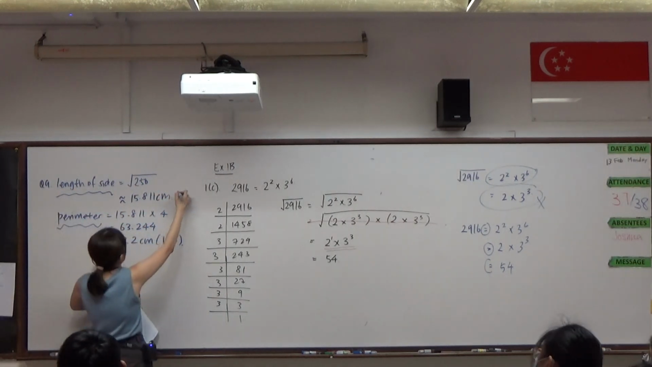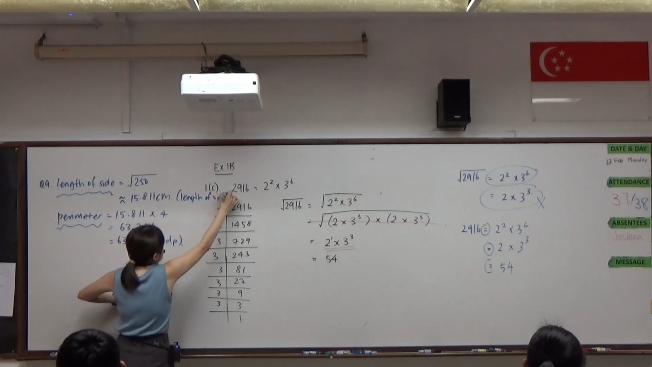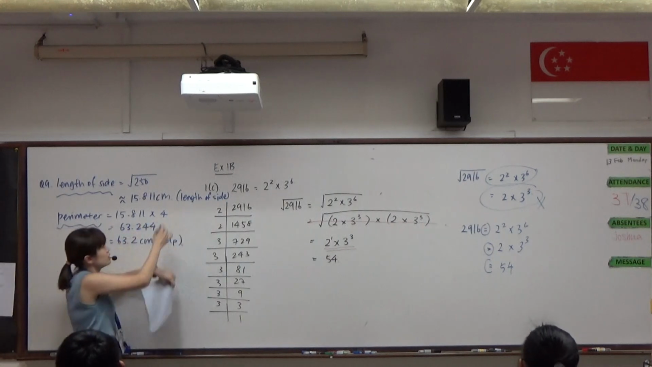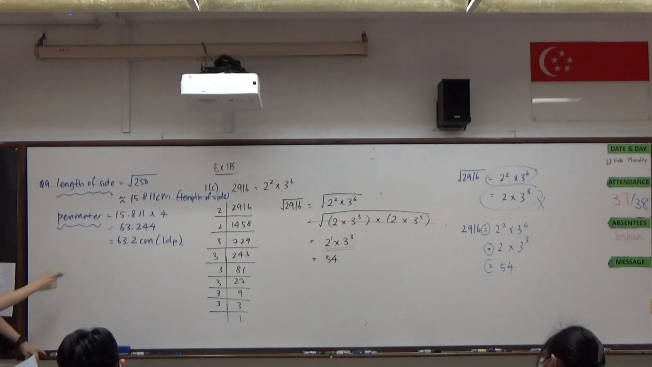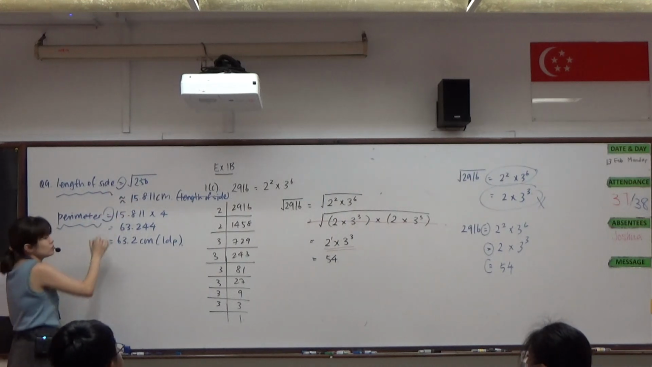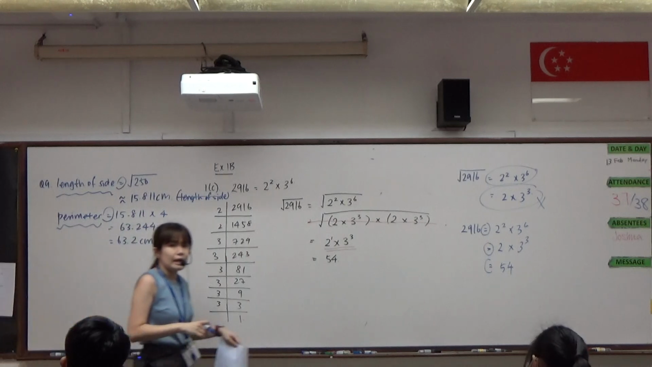Some of you have a habit of writing down the length outside. Okay, please don't do that. Write it at the start. Right? And then you can use equal sign. Don't need to use arrow. Okay? Only very specific examples that we need to use arrow. Okay? Any questions?